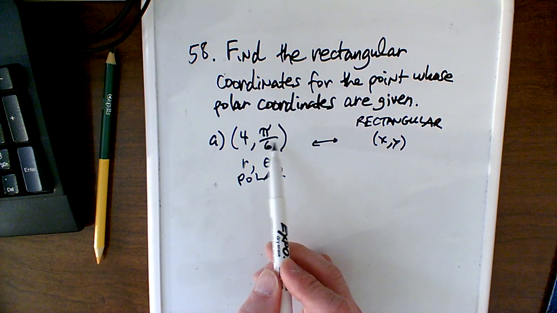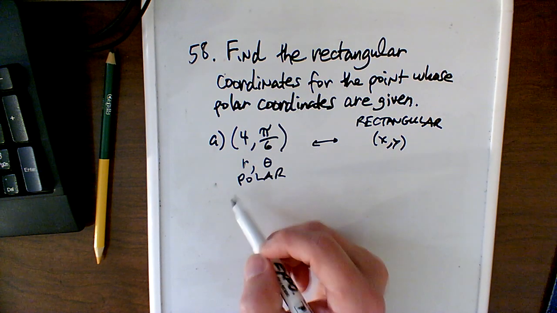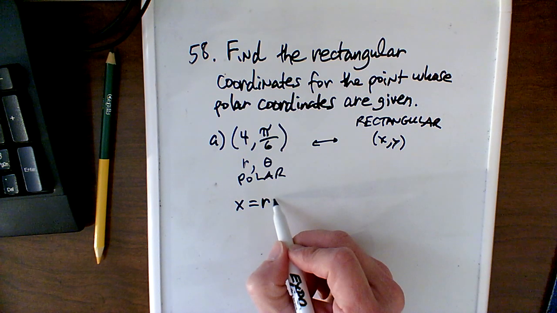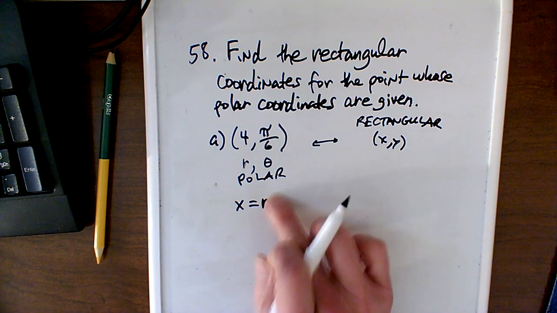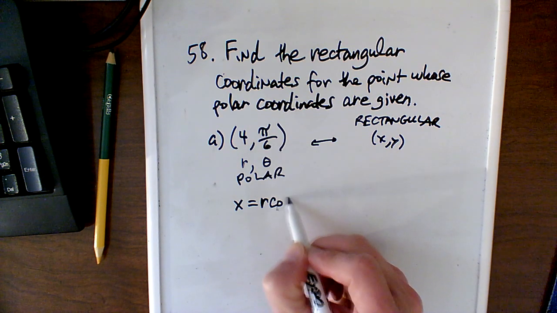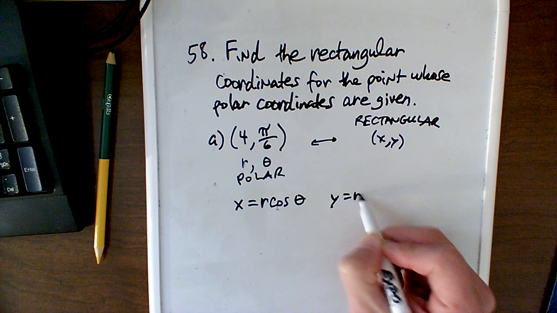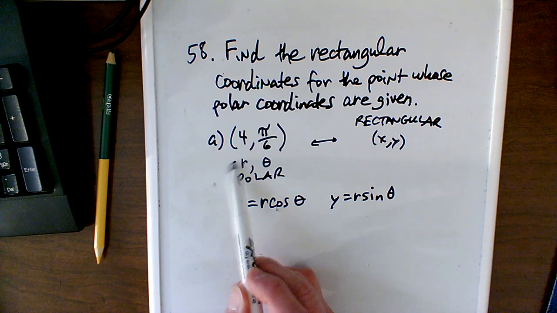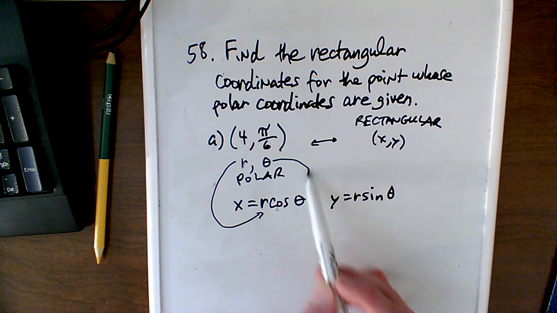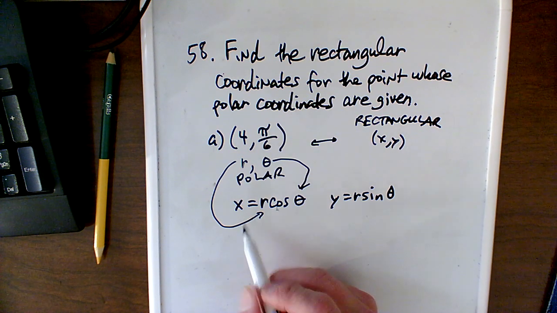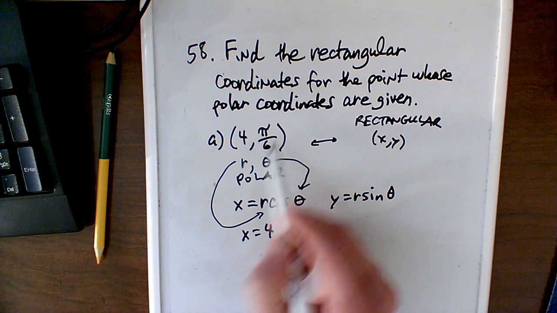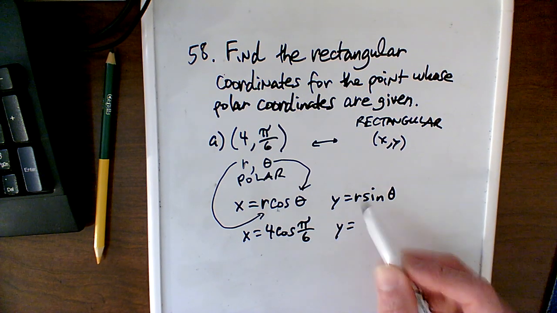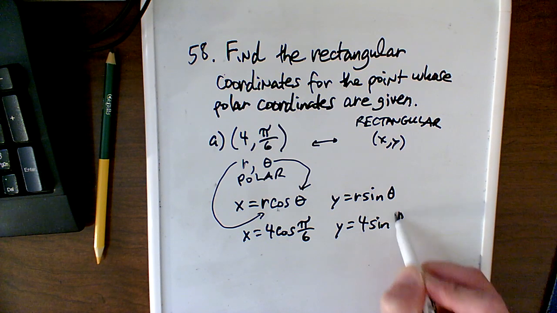Okay, so if I'm starting with polar, here's the way I do it, and I have to remember these formulas. x is going to be represented by r cosine theta, and y is represented by r sine theta. So all we have to do is plug in the r and the theta. My r is 4, so my x is going to be 4 times cosine of pi over 6, and the y is going to be 4 sine of pi over 6.